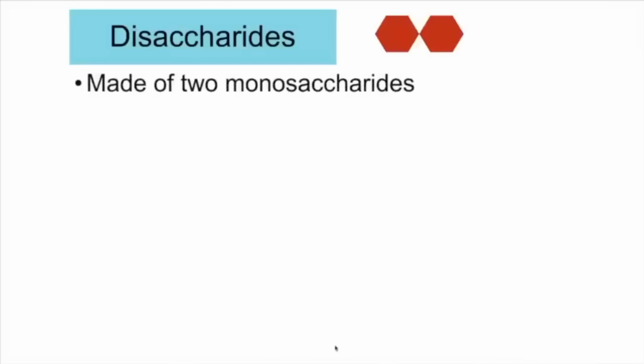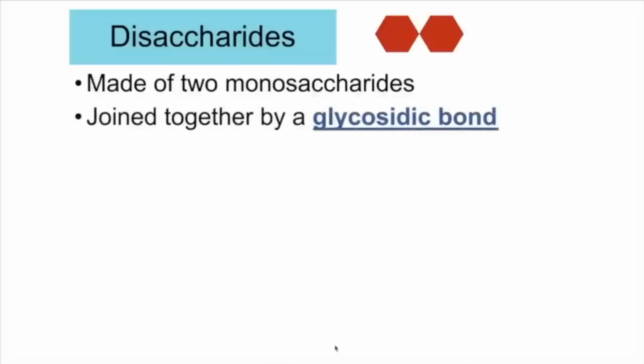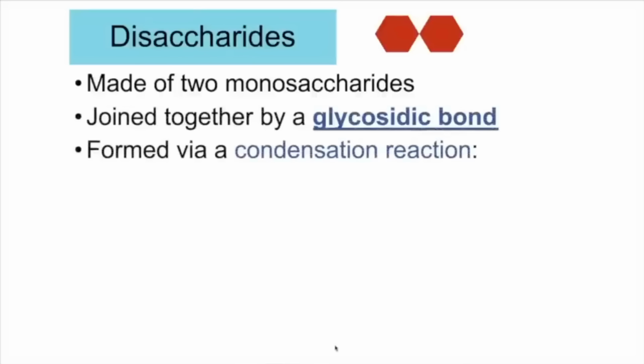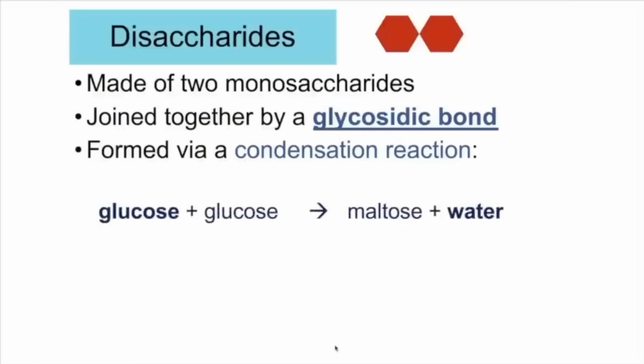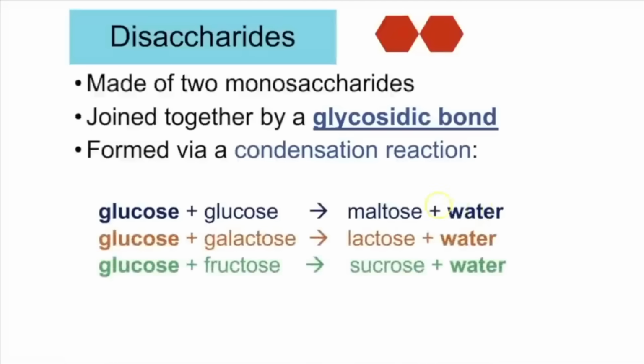Di meaning 2, and we said it's made up of 2 sugar units or 2 monosaccharides. They're joined together by a glycosidic bond, which is formed during a condensation reaction. And a condensation reaction is when a water molecule is removed, a chemical bond is formed to create a larger molecule. And that's what we can see here. Glucose plus glucose forms a larger molecule, the disaccharide maltose, and water is produced. The other 2 disaccharides you need to know about are lactose and sucrose. All 3 of the disaccharides are made up of one monomer of glucose, and then it's the second one which is different for all 3.